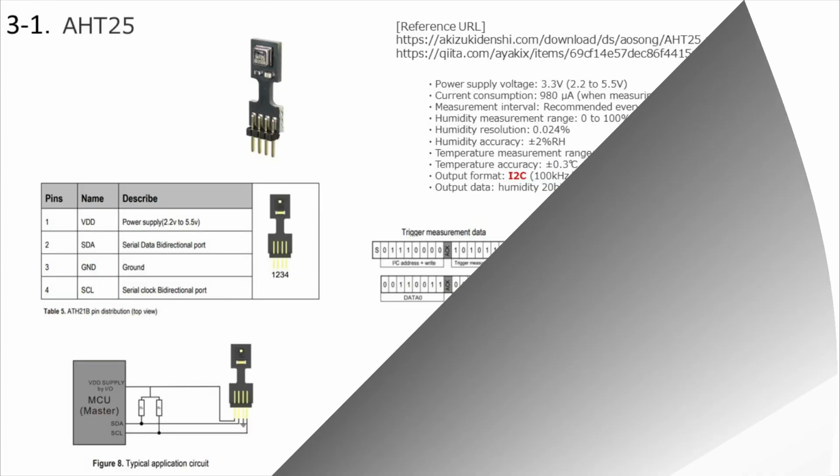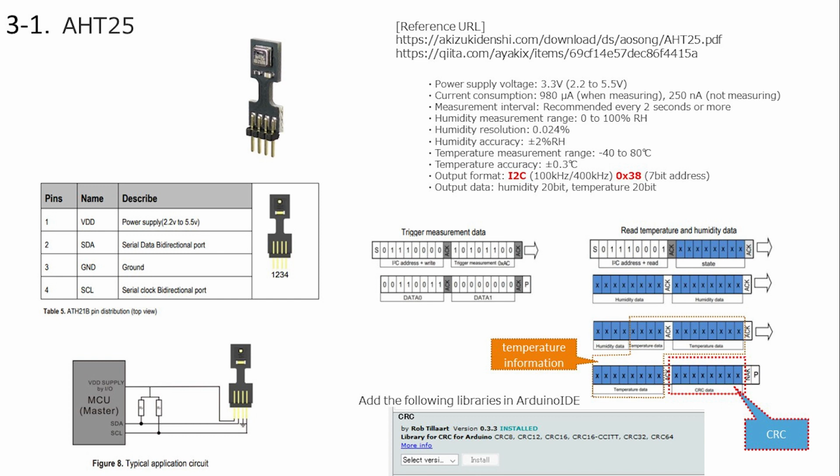Move on. Regarding AHT25, it is a type that acquires data via I2C. The address is fixed at 38 in hexadecimal. The inquiry from the master, that is, the trigger signal to start communication, and the reply temperature and humidity data are as follows. A CRC is added at the end of the reply signal. This is a code for detecting whether there is an error in the data. We will use the library to program the CRC calculation, so add the library described below and program.